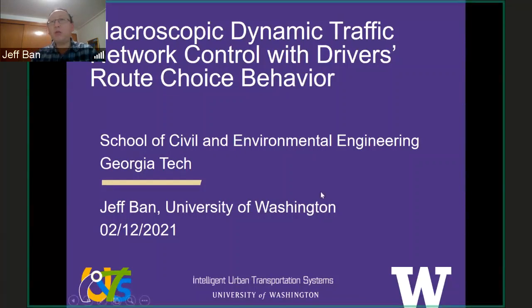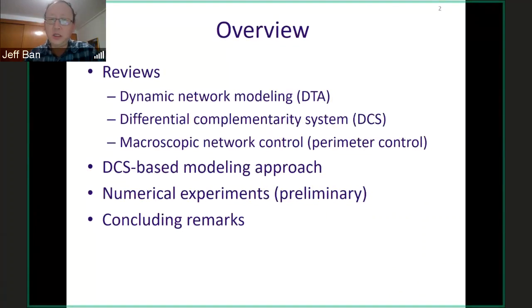Let's see. A quick overview of this. I'm going to do some review of DTA and also a methodology framework called DCS, Differential Complementarity Systems, to model these DTA problems. And then I introduce this macroscopic network control. I call it macroscopic network control, but in the literature it's also called perimeter control. I think it's a specific problem of this macro level control problem. Then I will introduce this DCS-based modeling approach for macroscopic network control, and introduce the models. I will then introduce the numerical experiment. It's still a little bit preliminary. I will explain what that means as we go, and then end with some concluding remarks. Please stop me if you have any questions. I'd be happy to entertain that as we go.